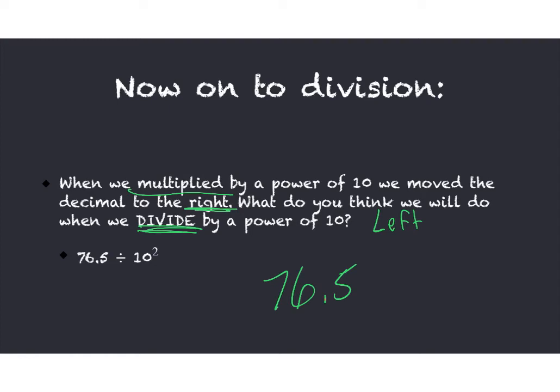So we start off here, and we're moving to the left 2 places because our exponent is 2. I'm going to place my decimal here, and now I'm going to rewrite my answer. Decimal 765, or we could say 765 thousandths.